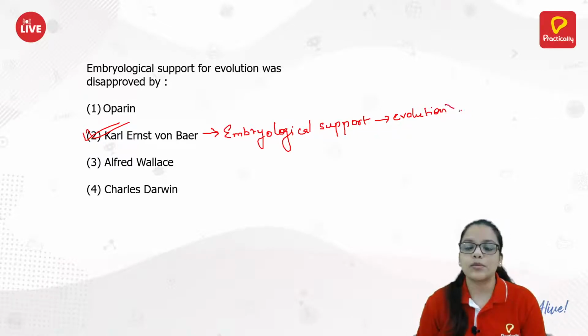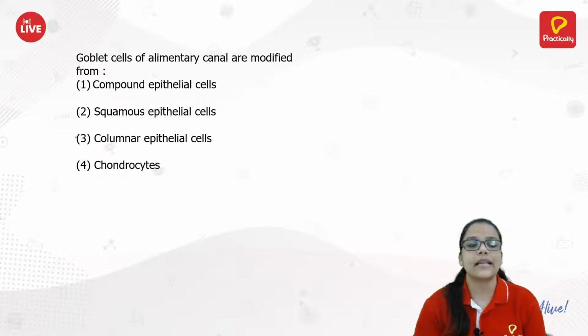So he disproved that. He said that it was wrong. Okay, so it was Carl Ernst von Baer who disproved it. Okay, so the answer is 2. Next, goblet cells of alimentary canal are modified from.